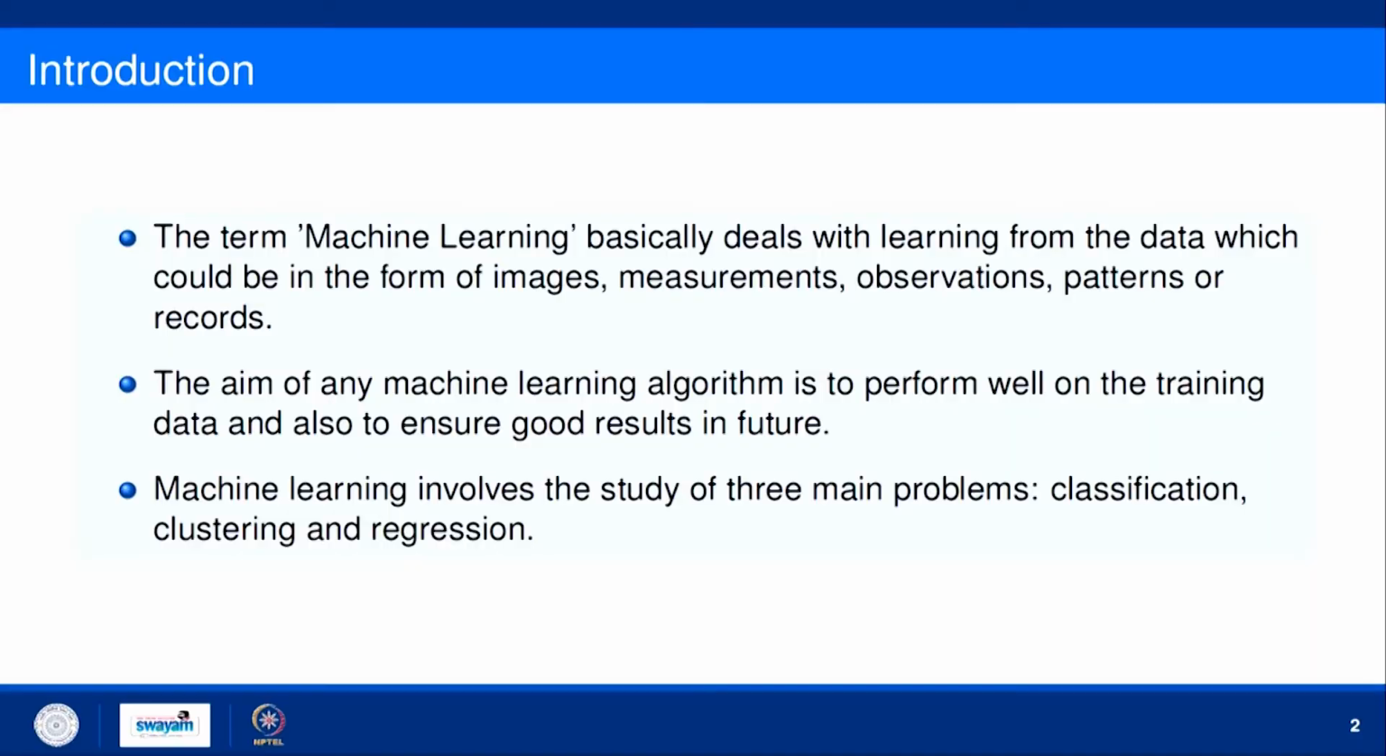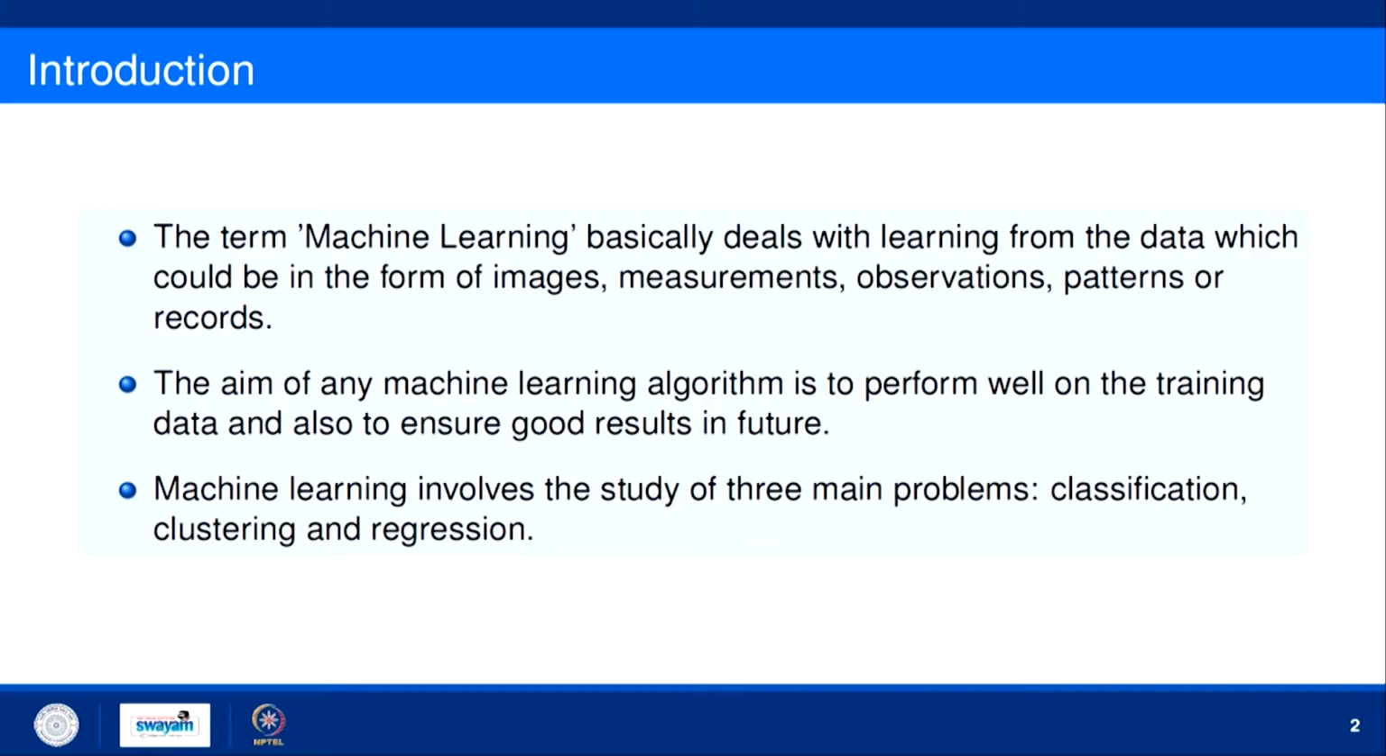Now let us start. So first of all, what do you mean by machine learning? The term machine learning basically deals with learning from the data, which could be in the form of images, measurements, observations, patterns or records. So suppose you have some data in any of these forms, then learning from this data is basically called machine learning.